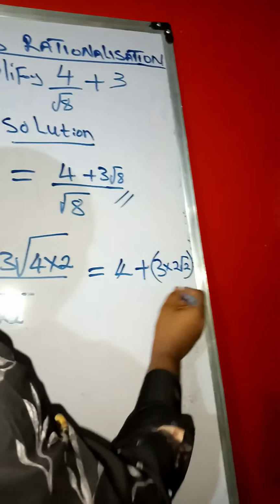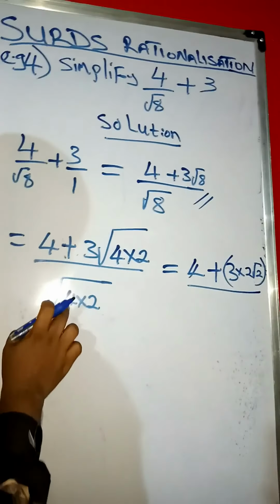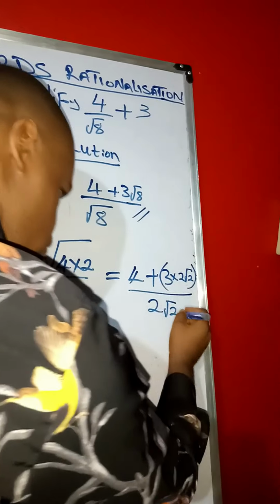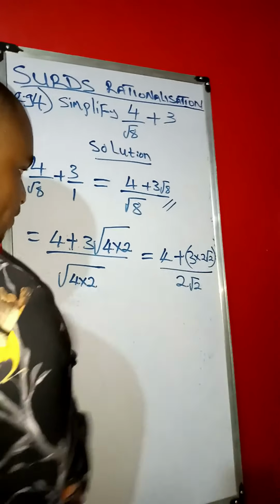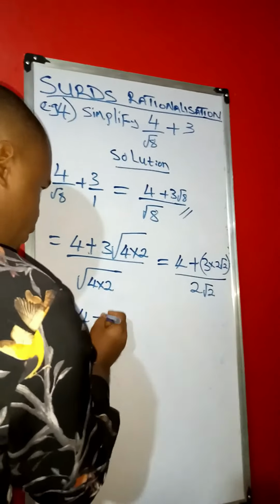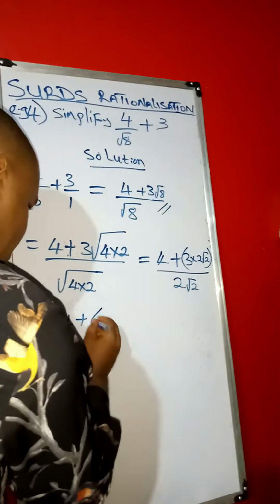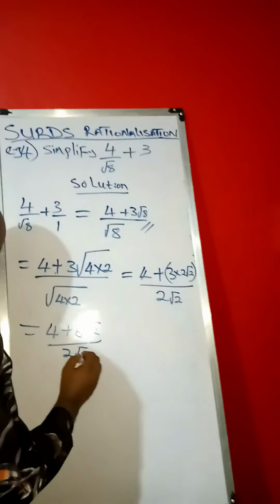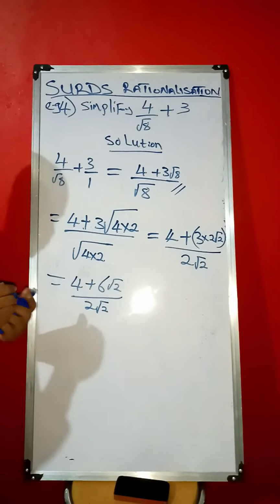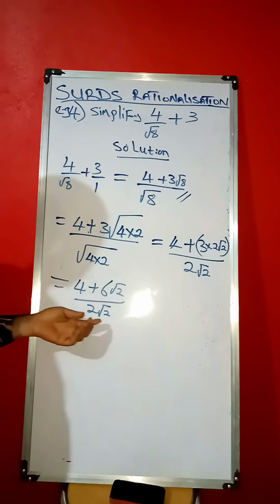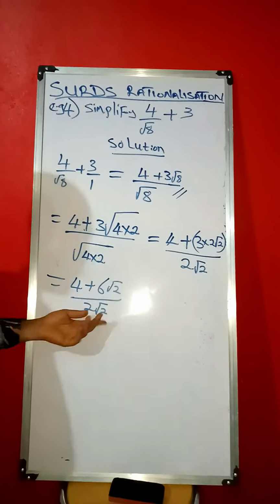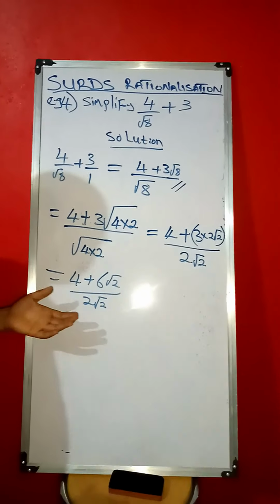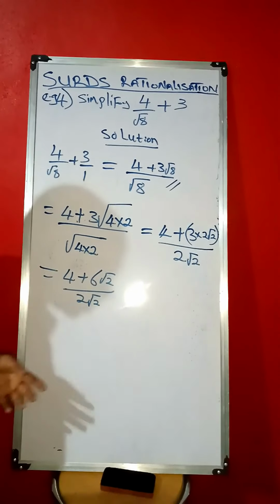You put this in bracket this way. All over, square root of 4 is 2, root 2. So I've succeeded in simplifying this to 4 plus 3 times 2, which is 6. 6 root 2 all over 2 root 2. Now, I'm having an irrational number in my denominator. I need to convert it to a rational number. How do I convert my irrational number to a rational number?